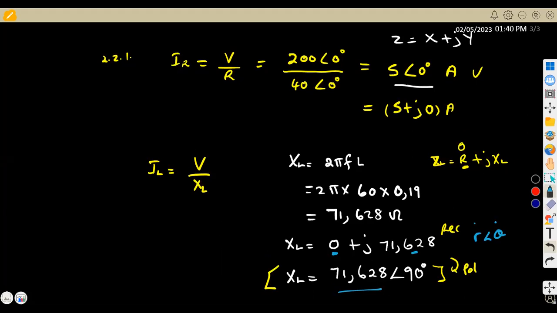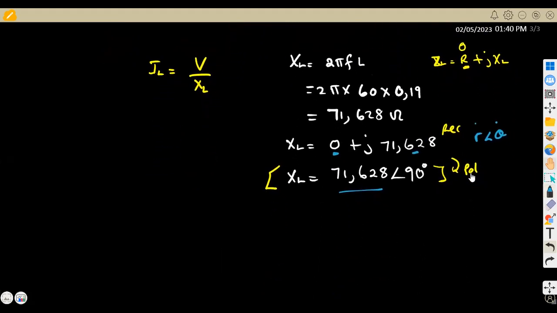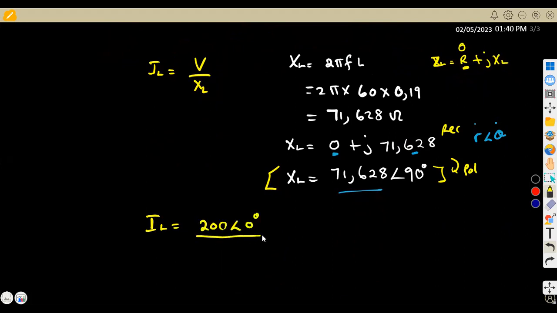All right, anyways, we now have XL. The issue is not on XL, but on calculating the current in the inductor. So the current in the inductor: V is not going to change, it is still the same. That V, which was 200 angle of 0, divided by XL, which is 71.628 at an angle of 90 degrees. Remember, this is polar form. In polar form, you divide the numbers, so you divide 200 by 71.628.